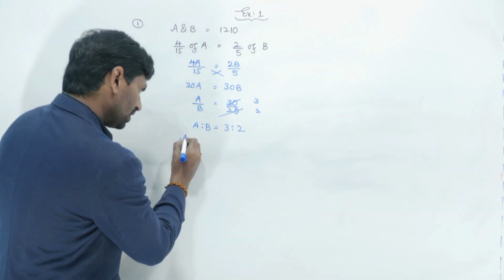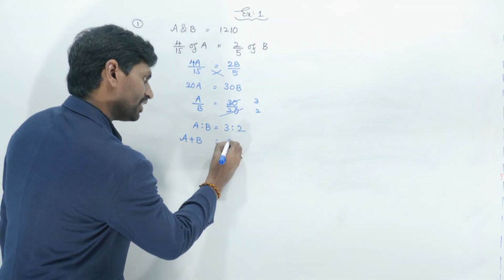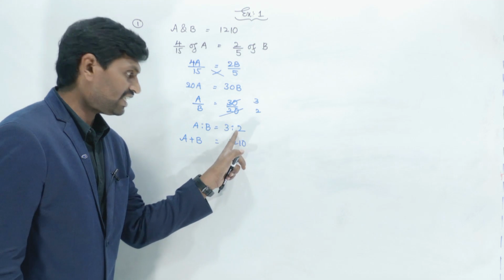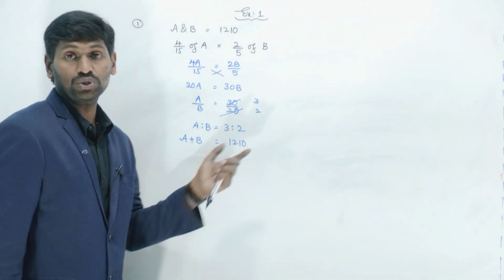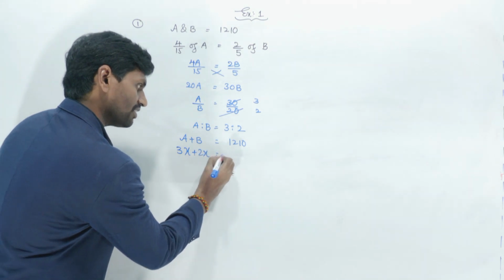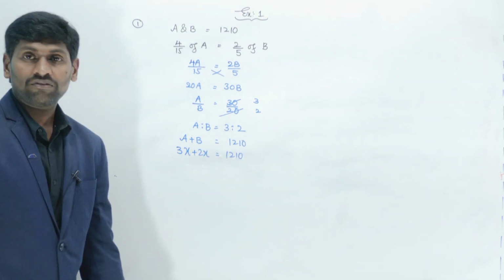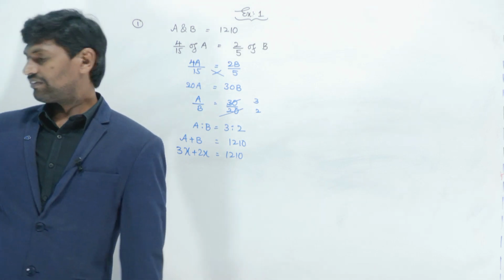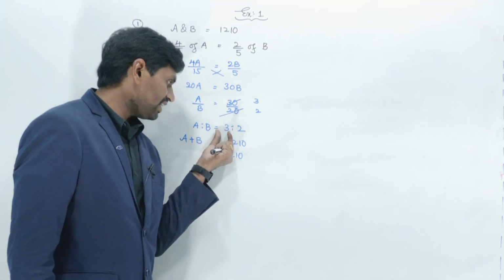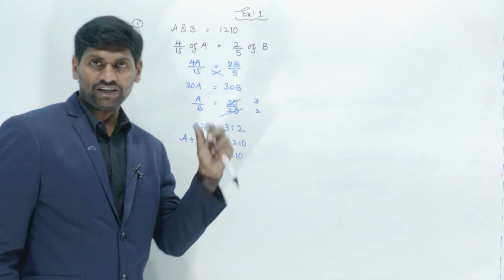Now, both of them together have 1210. Together means addition we should do. So 3 parts and 2 parts, total 5 parts. Let us take x: 3x plus 2x equals 1210. We need to find the B value. Here A has 3, B has 2, total 5.